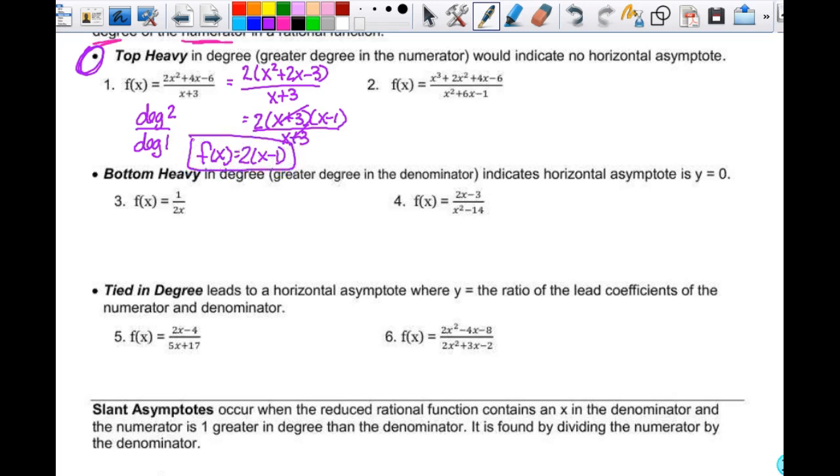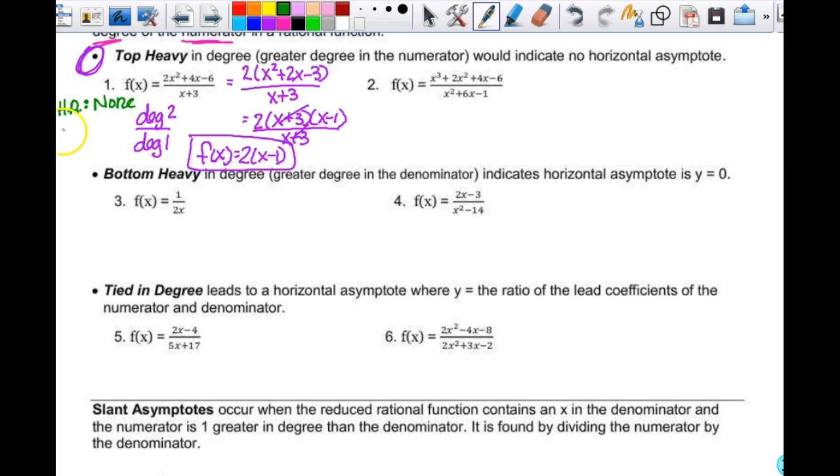Is it still top heavy? Yeah, because the degree of the numerator is now 1 and the degree of the denominator is now 0. So if what you look at before it gets reduced is top heavy or bottom heavy or tied, if you can then cancel something out, is the fact that it's top heavy, bottom heavy, or tied going to change? No, because you just changed the numerator and the denominator by the same degree. Does that make sense? So if all we cared about was the horizontal asymptote, reducing the function doesn't even matter to us. But what this tells us now is that our horizontal asymptote, because it was top heavy and it still is top heavy, is none.